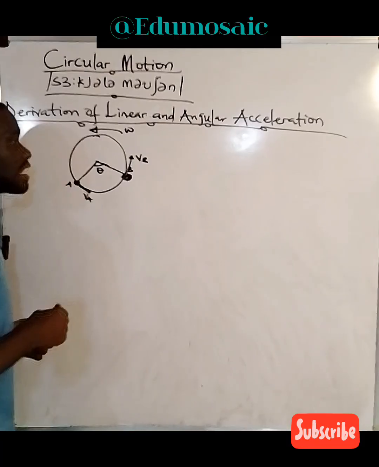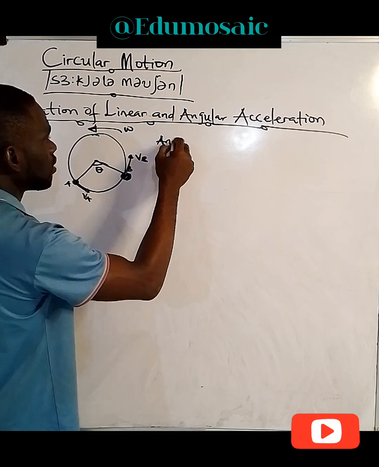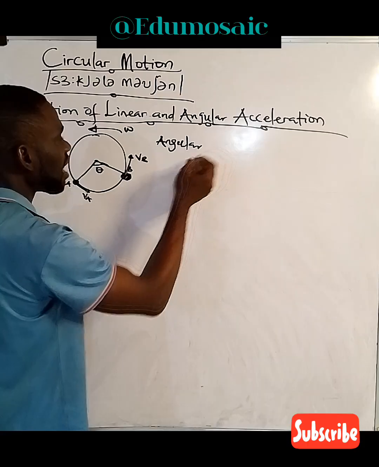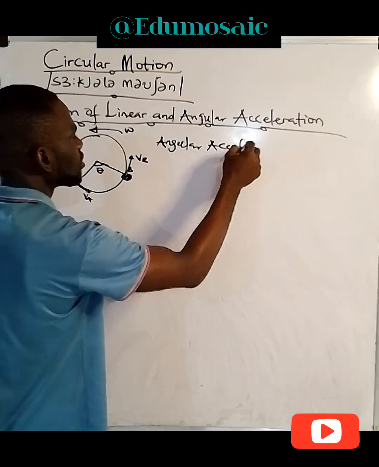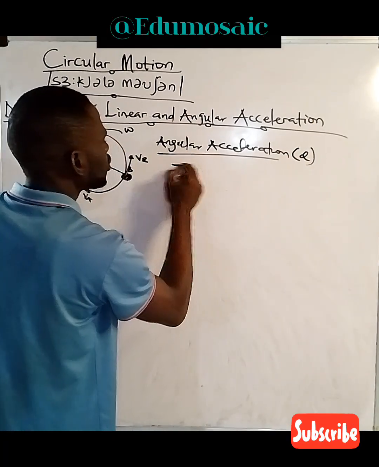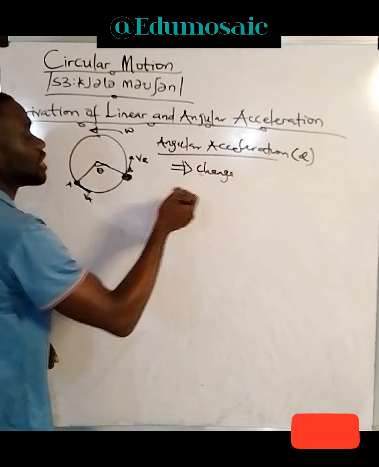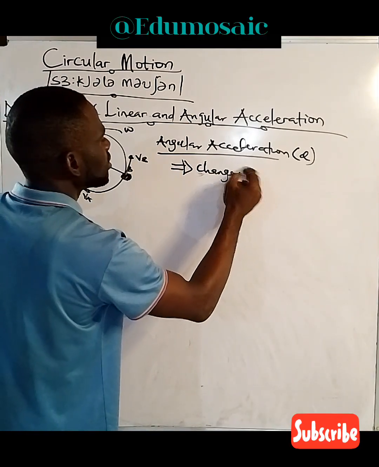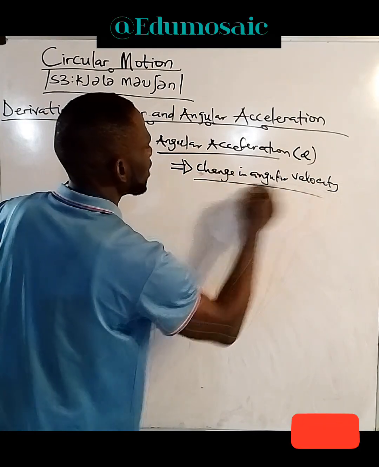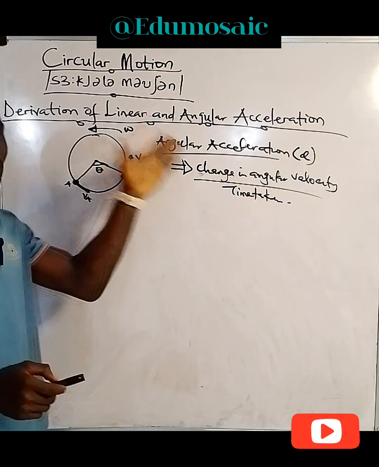So how do we derive the formula for linear and angular acceleration? Let's start with angular acceleration first. Angular acceleration is denoted by alpha. Angular acceleration is simply the change, or delta, we can use delta to represent change, in angular velocity over time taken. That is what angular acceleration simply is.